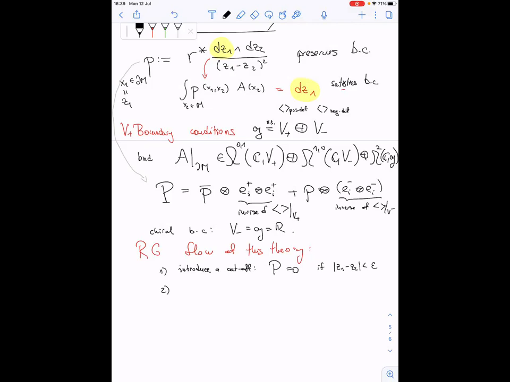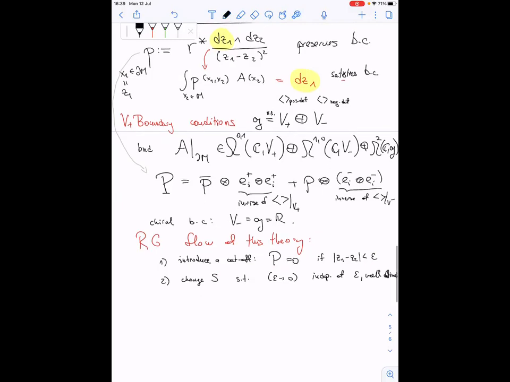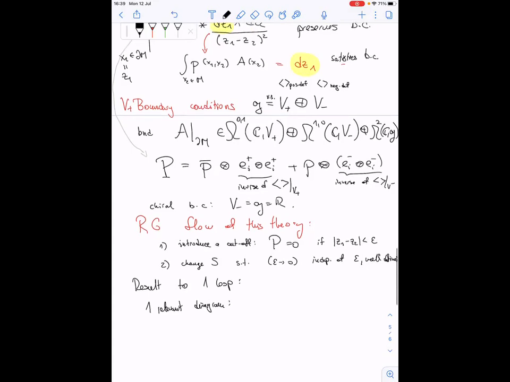And then you try to change the action functional in such a way that in the end you get some kind of result which is independent of epsilon, such that epsilon going to 0 is independent of epsilon and well defined. Because, as I said before, without the cutoff, if you send epsilon to 0, we are in a situation where some things diverge. Okay, and so the result in this case is that to one loop there's only one relevant diagram. And let me write it like this.